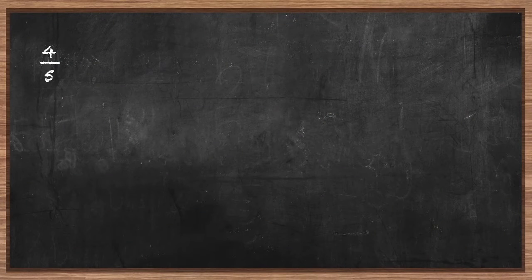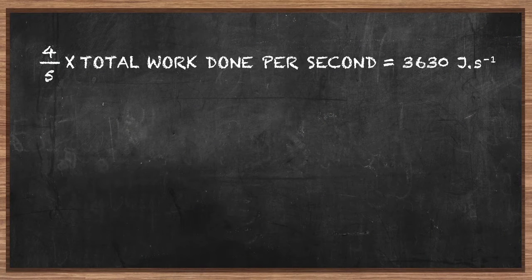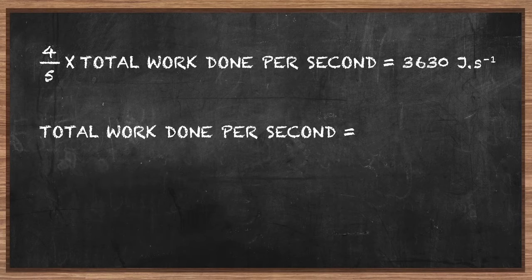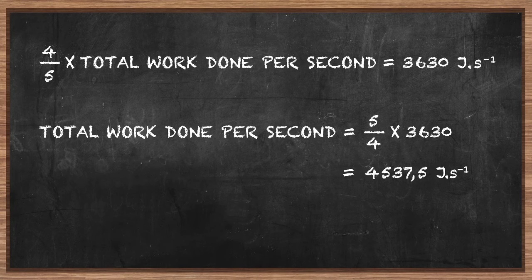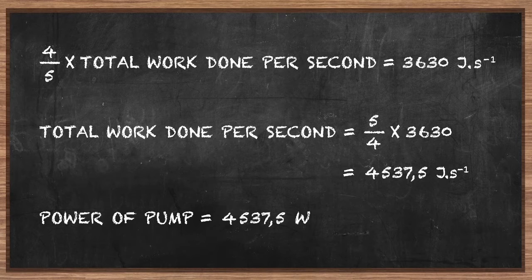That is 4/5 of the total work done, because 1/5 of this amount of work per second is done on overcoming friction. So the total work done on the water is 5/4 times 3,630, which equals 4,537.5 joules per second. Looking back at the question, we confirm that we must find the power of the pump. The power of the pump is therefore 4,537.5 watts.